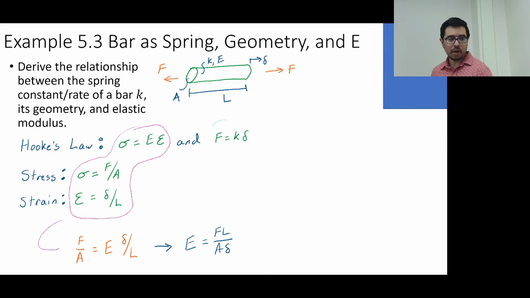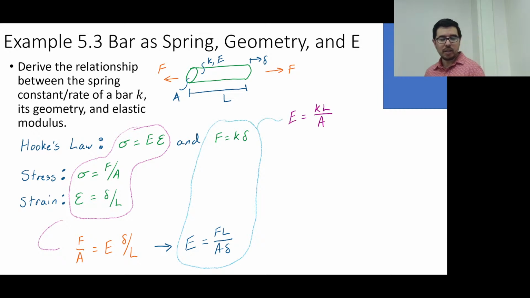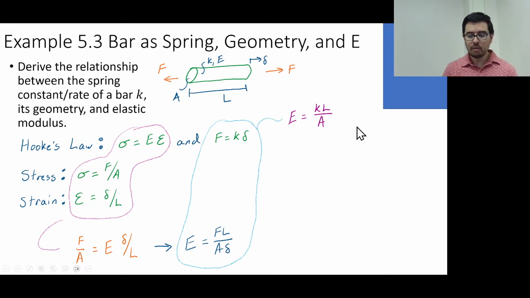And if I rearrange things a little bit more, so now I come back here. This is maybe not the most efficient way to get there, but we can say that F over delta is K, all right? So I just put a K up there. You see that? And E is equal to KL over A.